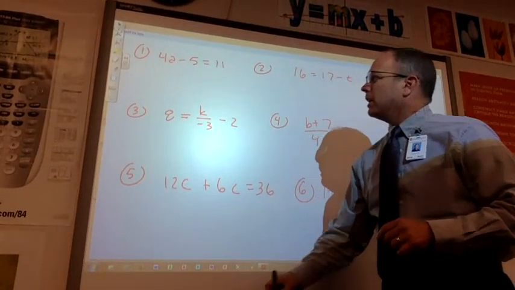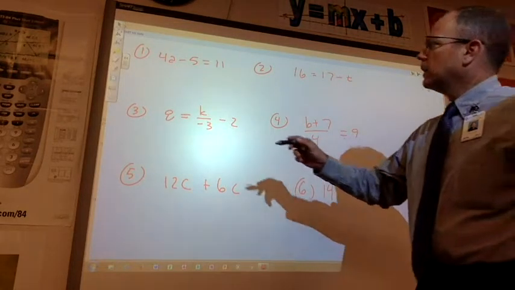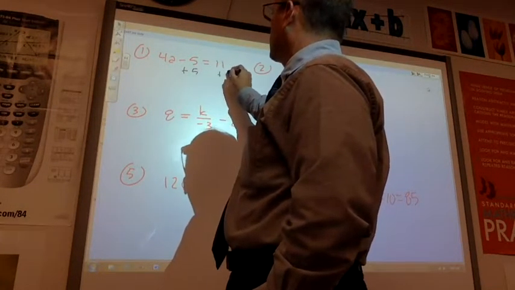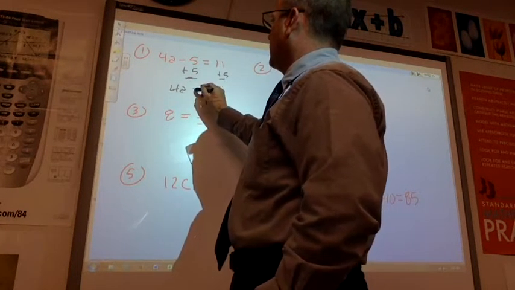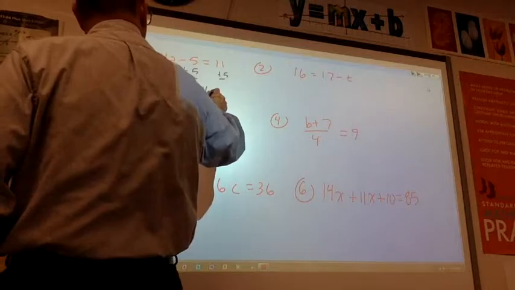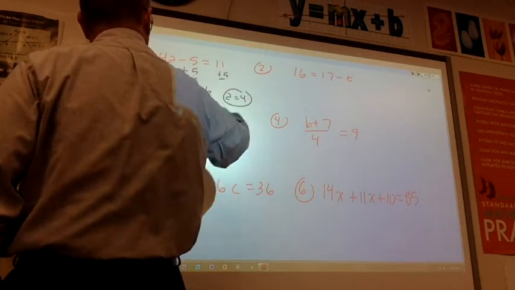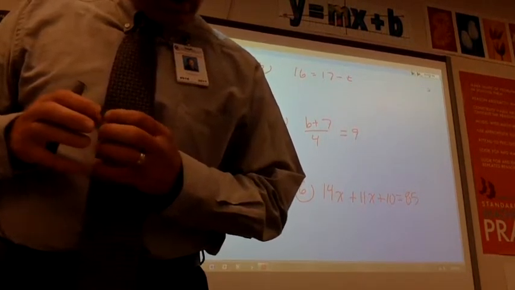All right, problem number 1. We have 4a minus 5 is equal to 11. Go ahead. How do we do it? All right, so you add 5 on each side. Okay. Add 5 on each side. Do we agree? Let's see. 4a is equal to 16. Divided by 4. So a is equal to 4. Sweet. All right.